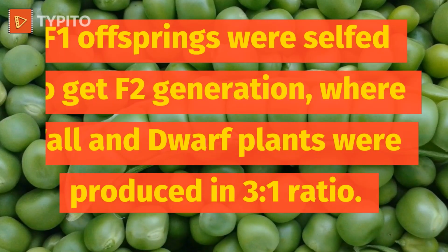In the F1 generation, he obtained only tall plants. But what he did was he selfed the F1 offsprings. In the F2 generation, he got tall and dwarf plants in a ratio of 3:1. 3 plants were tall and 1 plant was dwarf, the ratio. Based on this ratio, Mendel proposed two laws. One is law of dominance, the other one is law of segregation.